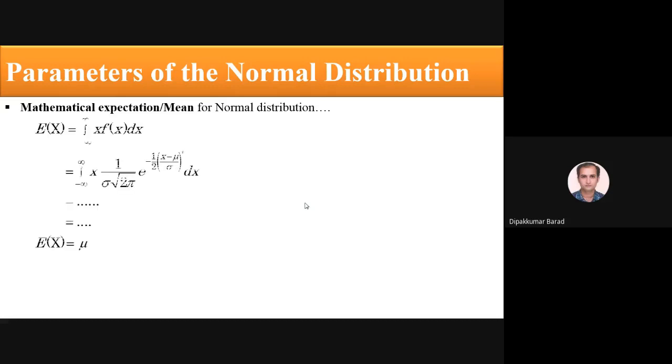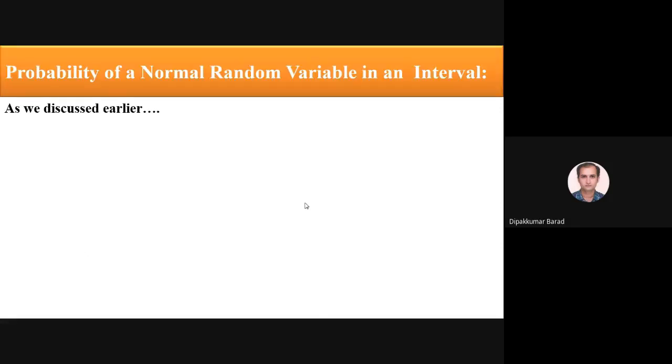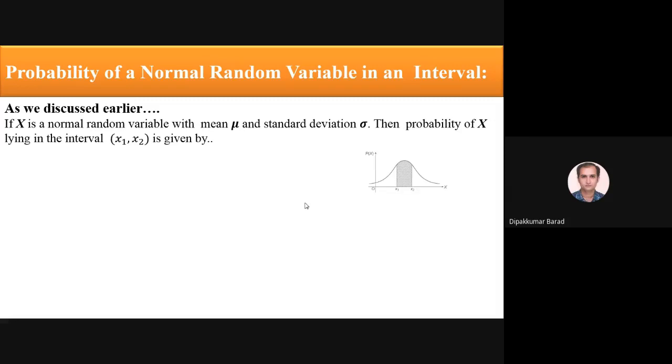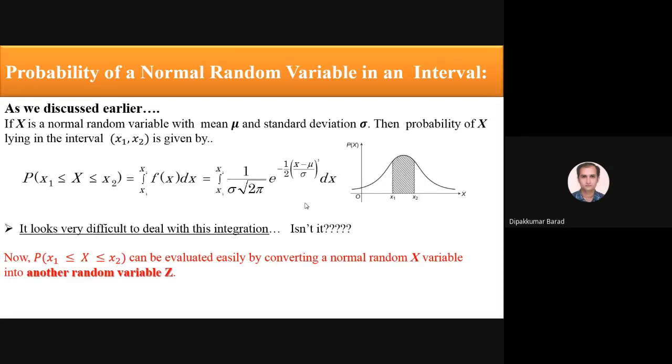And we have already seen the expectation of the normal distribution, which is mu, and as we know the mean, median and mode are all mu, so mathematically you can also say that the given distribution is symmetric. These things we have already discussed; now let us deal with the difficult part.